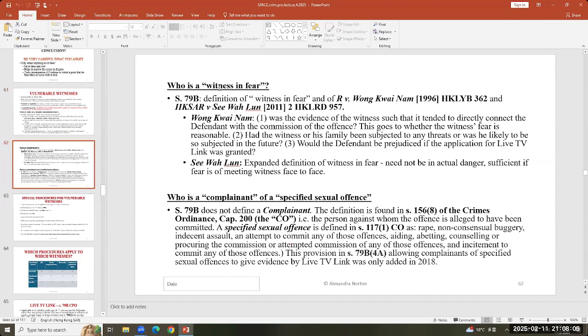All right, who's a witness in fear? 79B. We have these 2 leading cases, Wong Kwai Nam and Siwa Lun. Remember that Siwa Lun took the definition of a witness in fear much further to just a fear of meeting the witness face to face. We also have a complainant of a specified sexual offense, basically the victim of a rape, indecent assault, or something like that. They can give evidence using these procedures.